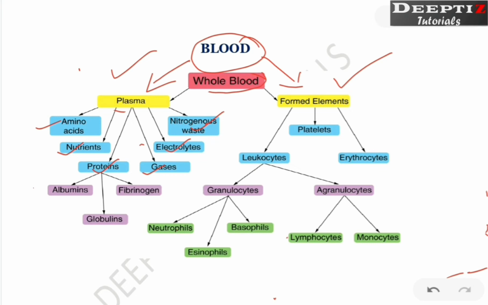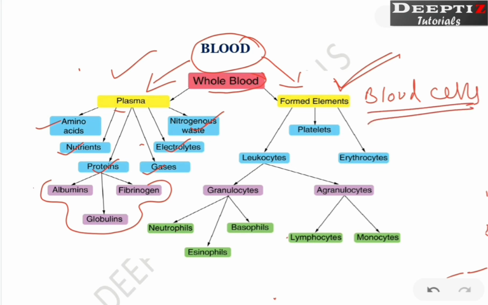Plasma consists of amino acids, nutrients, proteins, gases, electrolytes and nitrogenous waste. That means what is written in this purple color. If you want, you can avoid it, right? Now formed elements, what are formed elements? These are nothing but blood cells. You have to study about the blood cells, you cannot avoid that. So how many types of blood cells are there? Leukocytes, platelets and erythrocytes. The function of leukocytes is immunity, which helps us fight foreign particles or microorganisms when they enter into our body.